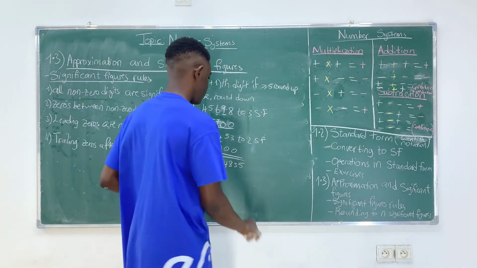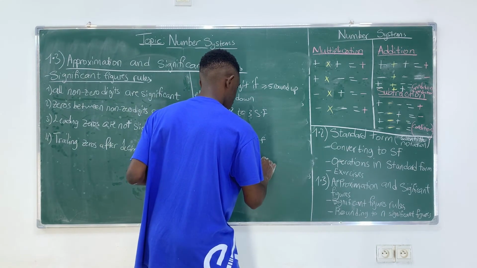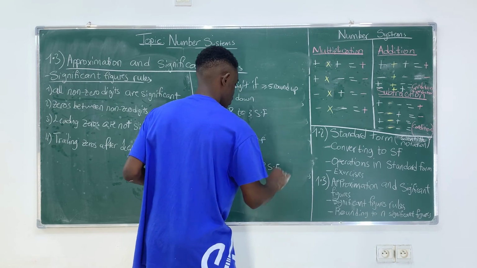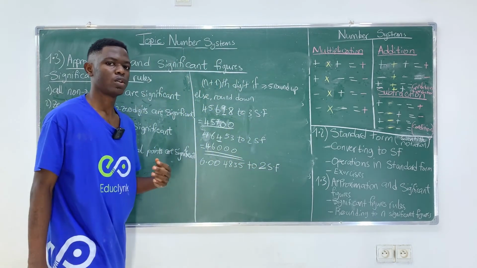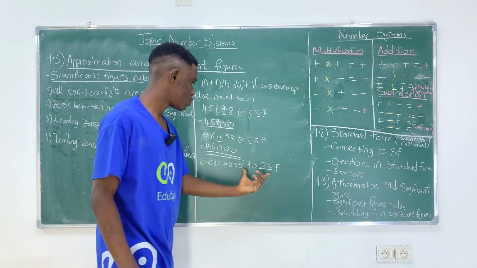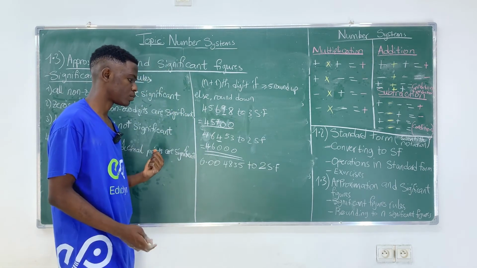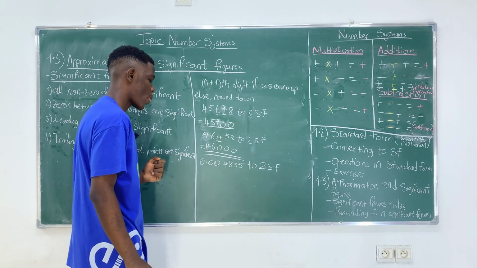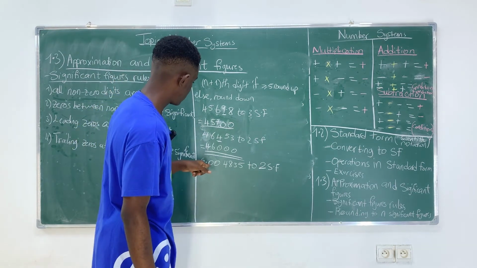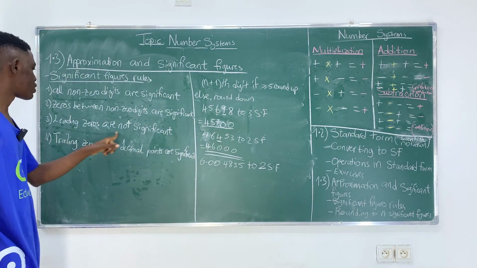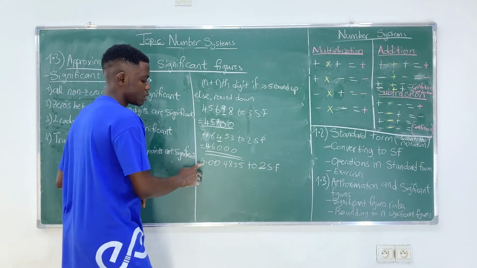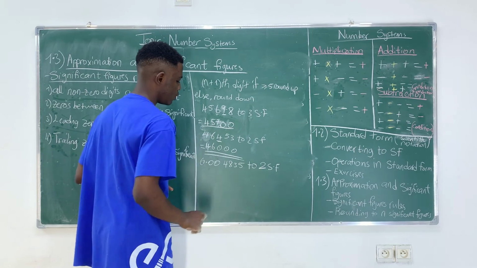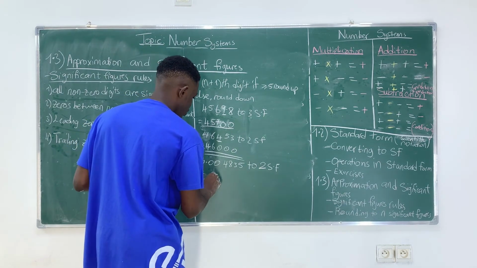0.004835. Two significant figures. So how do I put this value to two significant figures? Well, what I do is, I know that leading zeros are not significant. So this is not significant. This is not significant. This is my first significant figure.